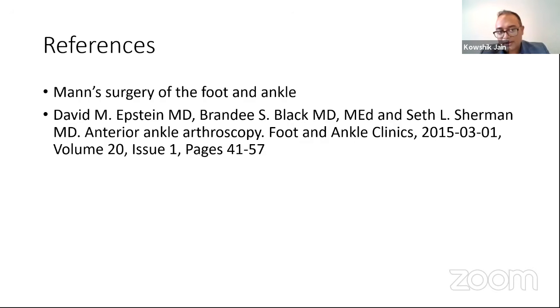Right. So for more information, please read A Man's Surgery of Foot and Ankle. It has a big section on arthroscopy. And I would also recommend that you read Epstein et al.'s paper in Foot and Ankle Clinics.